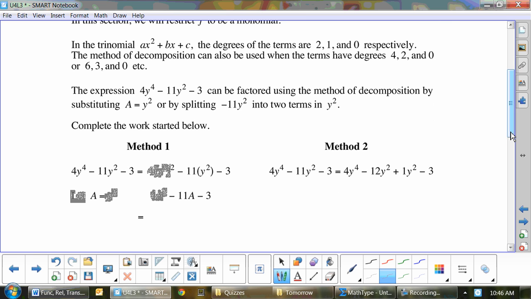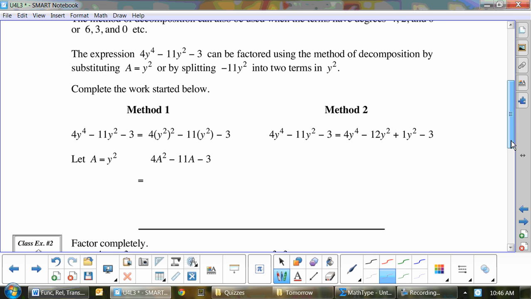Let's actually do this one. It gets kind of complicated looking if you look at method 1 because some is done already, right? But here we have our original question. Now, very similar to the one we just did, but there's an a value. There's the 4y to the 4th, not just y to the 4th. But you can see we can put in a y squared here and a y squared here. Now, always notice this is 1/2 this, so this is going to work. So let's let a equal y squared. And then we get 4a squared minus 11a minus 3.